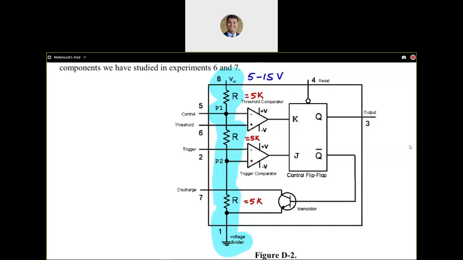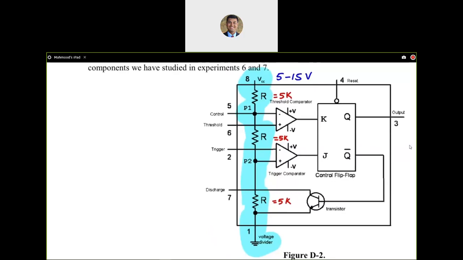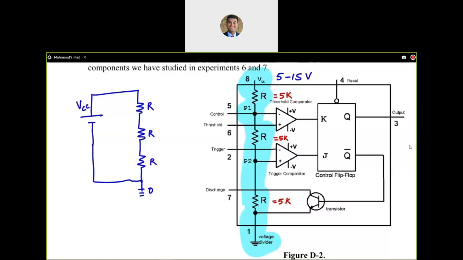So let's try to take a look at how this particular circuit looks like. I'm going to analyze this in pieces, only looking at the piece that I have highlighted. I have a voltage source that is connected to three resistors in series, and I have ground from pin 1 on the other end. This is VCC. So I've got R and R and R over here because of that R and that R and that R.